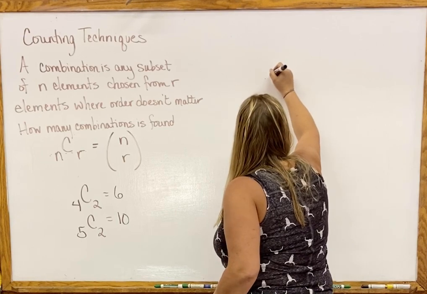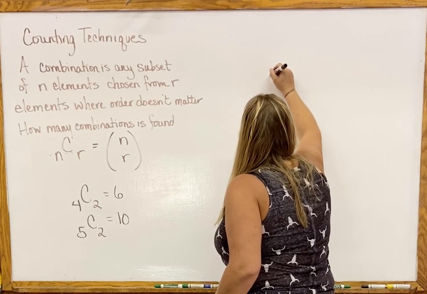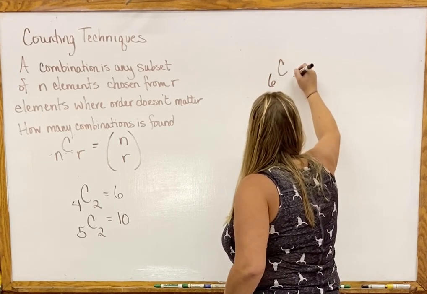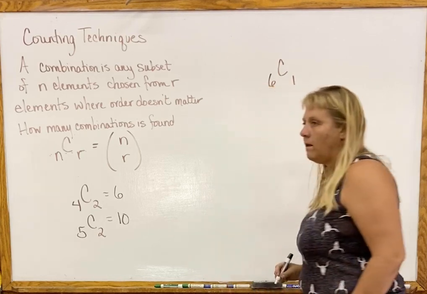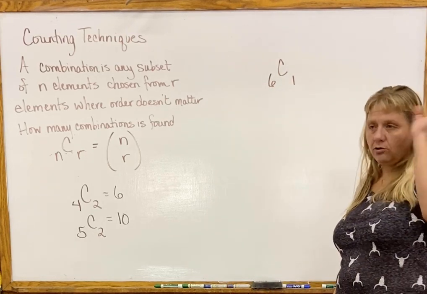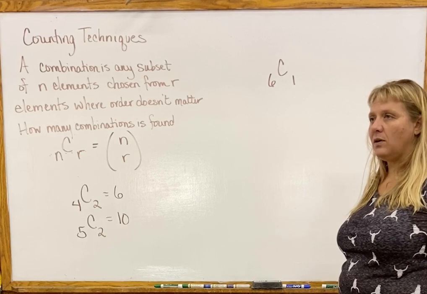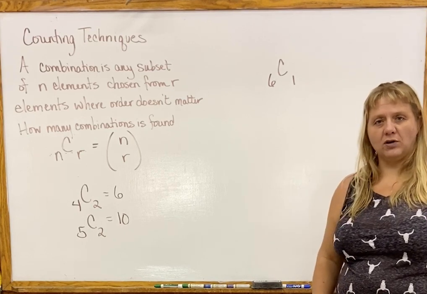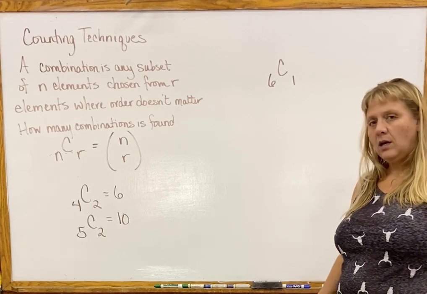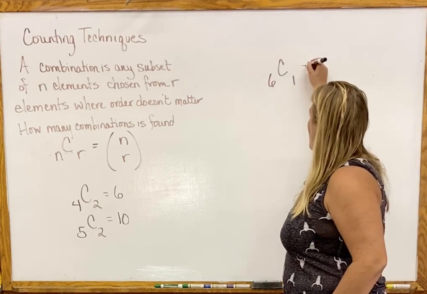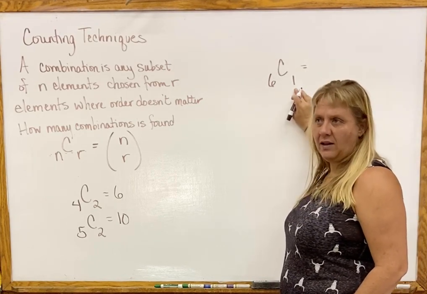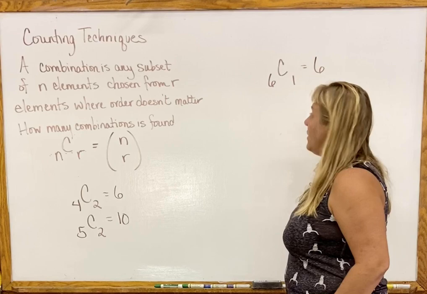So let's go with 6 choose 1. Let's say that you're in a group that has 6 people and you need to choose 1 person to go do something. In this case, since you're only choosing 1 person, there are 6 different options, aren't there?